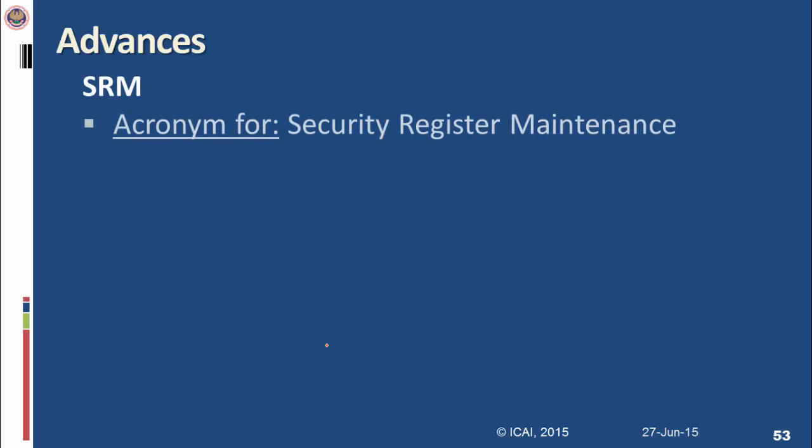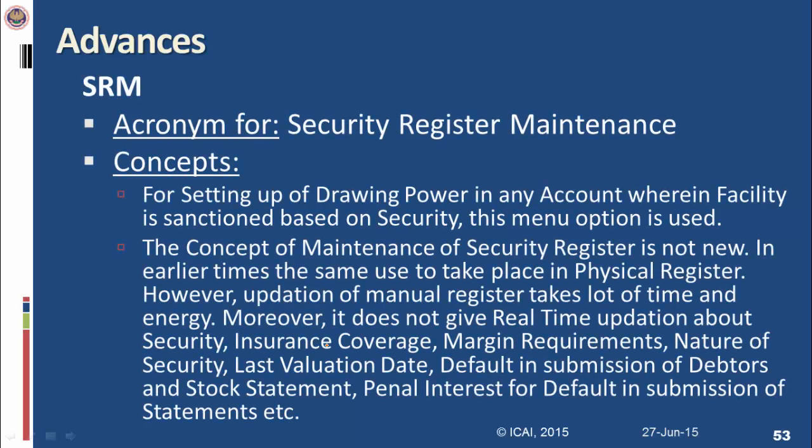Then comes the advances. Let's go one by one. SRM, security register maintenance. Security register maintenance is the replica of a physical or manual register maintained by the bank. It's a big register covering the entire table space, wherein all the details like details of factory, building, other immovable properties, movable property, have been mentioned for the cases wherein loans have been granted.